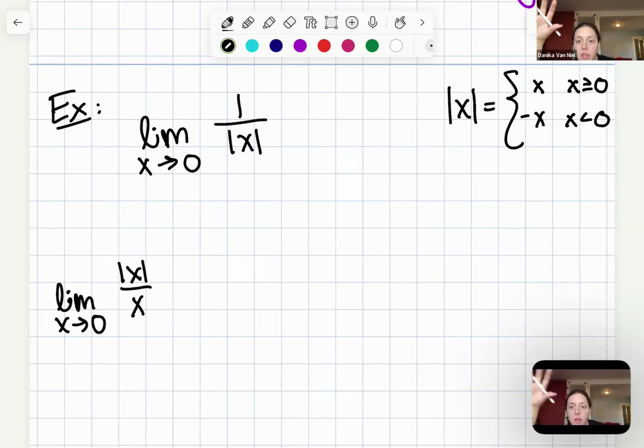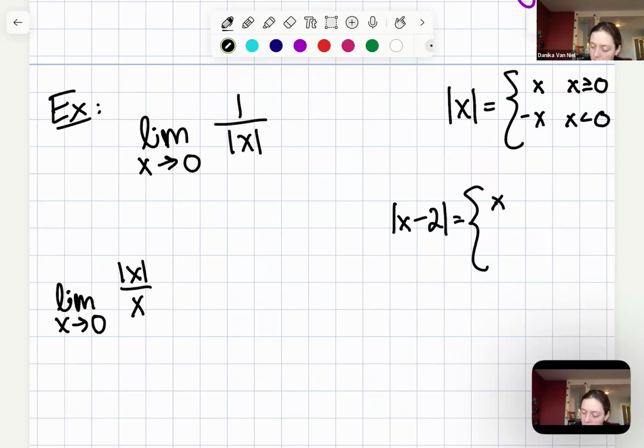Sometimes people like thinking about it like that, but once it's like absolute value of x minus 2 or something like that, you have to be more careful. So let's do that example. Then it's x minus 2 when x minus 2 is greater than or equal to 0, meaning x is greater than or equal to 2, and it's negative (x minus 2) when x is less than 2. To me, this never really felt very helpful. And so then you can kind of split it.